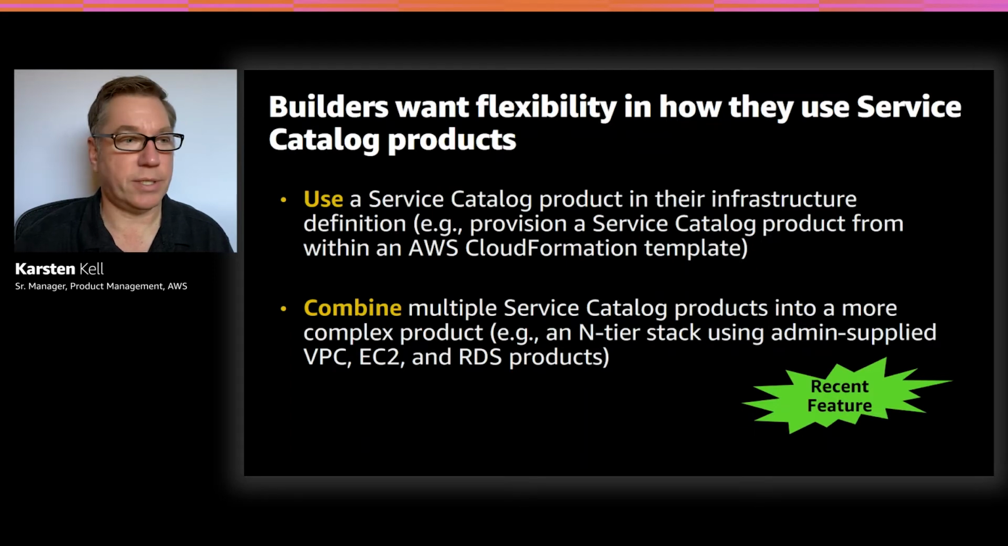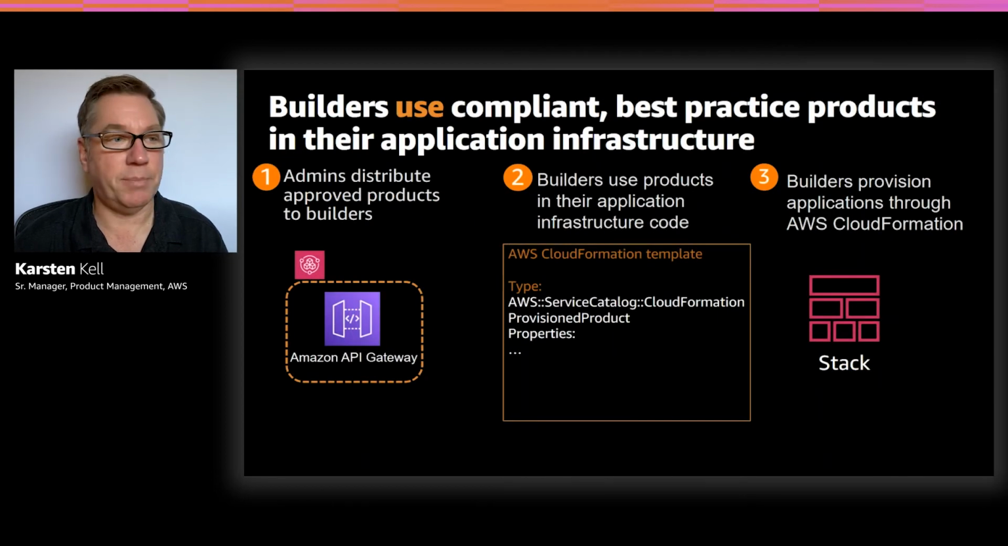So I'll walk through these in a little bit more detail about what this looks like if you invoke a Service Catalog product from within a CloudFormation template. First, admins distribute the products. We've already talked about that. And here I've used an example of a simple API gateway product. And if a developer wants to use that and maybe add some of their own goodness around that API gateway, they can author a CloudFormation template. They can call Service Catalog via the Service Catalog CloudFormation handlers.